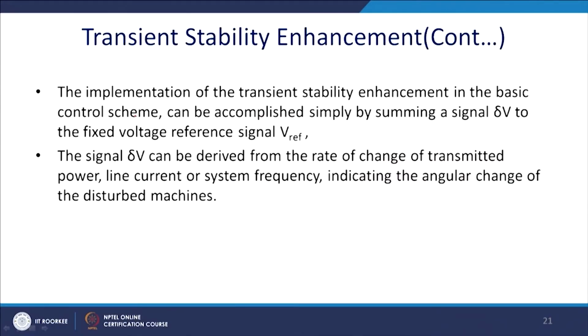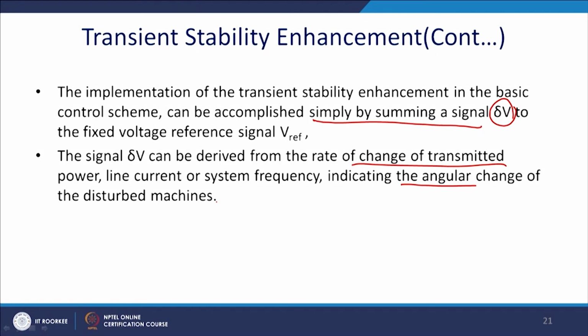The implementation of the transient stability enhances the basic control scheme and can be accomplished by simply summing a signal del V to the fixed voltage reference V ref. This signal del V can be derived from the rate of change of the transmitted power, the line current or the system frequency, indicating the angular change of the disturbed machine. From there we can calculate what the del V change should be, and thus we can incorporate it.